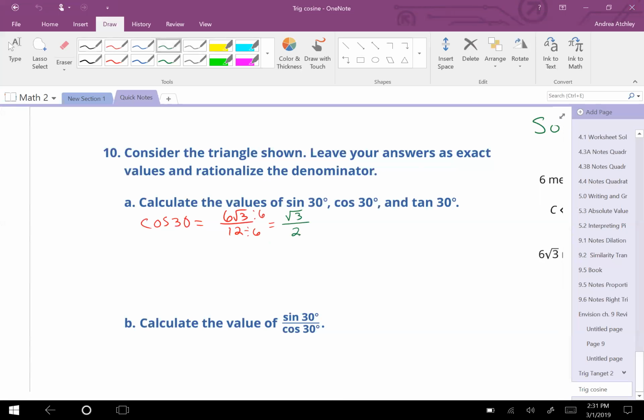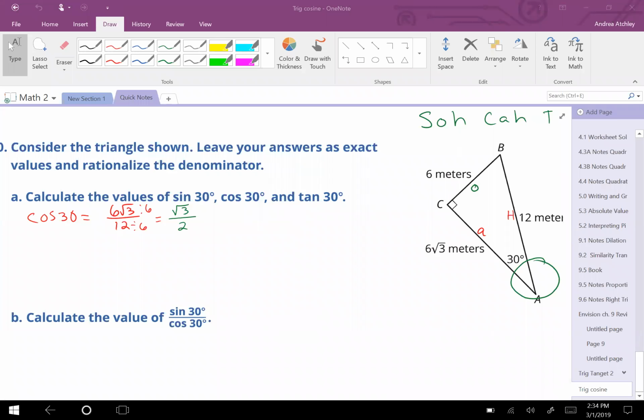Okay, you guys do sine and tangent. Make sure you reduce. Okay, Amir, what'd you get for sine? Okay, we want a fraction. Very good.